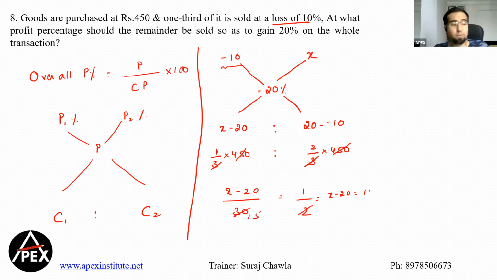The answer is 35%. But more than that, I would really love to see if we are knowing how to apply alligations. So just pause, understand the basic formula, look at the denominator. That will be the denominator here. Clear, guys? Moving forward.